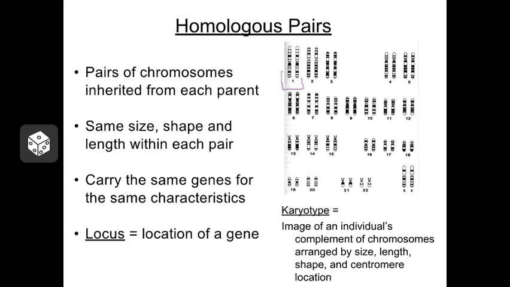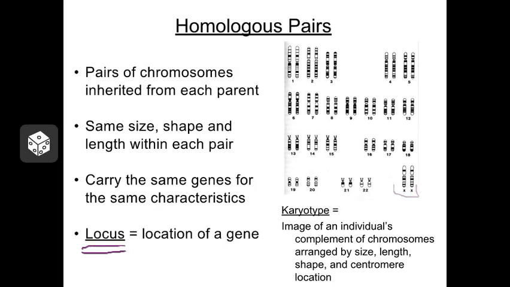Also, notice that we organize the chromosomes from longest to shortest. So the longest pair we call chromosome pair number 1, and the shortest little pair over here we call pair 22. There's also pair 23, which represents the sex chromosomes. We'll talk about those guys in a minute. Now back to this banding pattern thing. The location of a gene on a chromosome is called its locus.